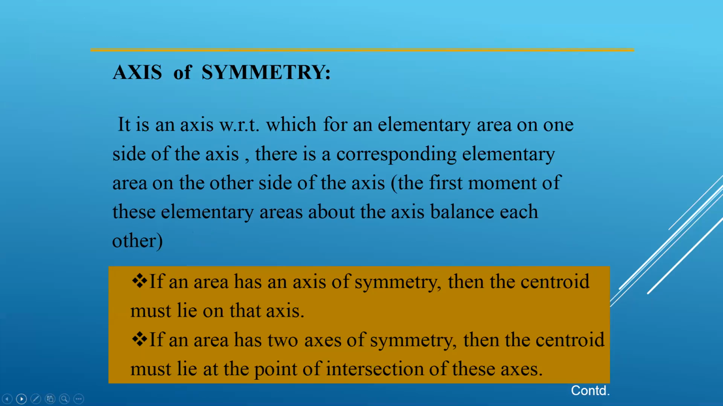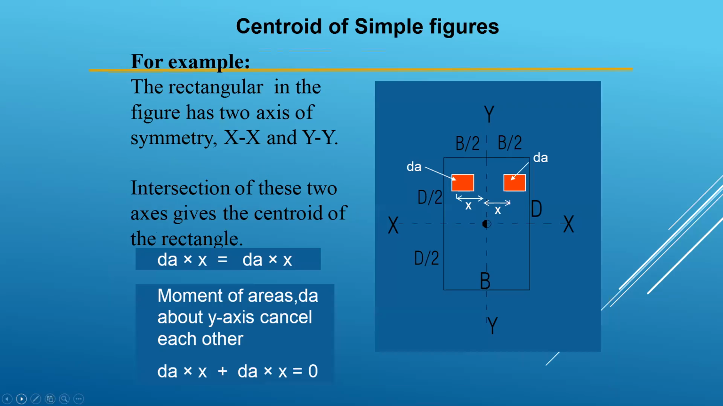We already told you what an axis of symmetry is, but let's run through it quickly. It is an axis with respect to which, for an element of area on one side of the axis, there is a corresponding elementary area on the other side. The first moments of these elementary areas about the axis balance each other. If an area has an axis of symmetry, then the centroid must lie on the axis. If an area has two axes of symmetry, then the centroid must lie on the point of intersection of these axes. So for example, in our case it will be where X and Y intersect, one being 50 and the other 70.